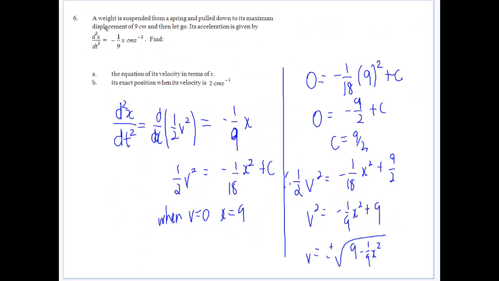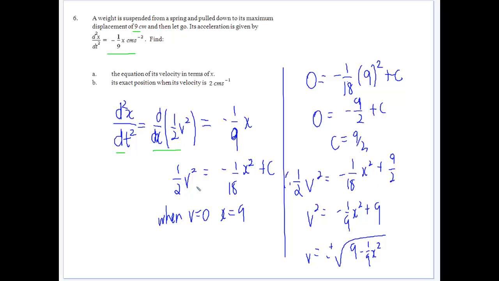And question 6, a weight is suspended from a spring. It's pulled down to its maximum displacement of 9 centimeters and let go. Acceleration is then given by that expression there. Find the equation for the velocity in terms of x. Again, instead of taking acceleration in this form, we'll take it as d dx of a half v squared, which equals minus 1 on 9 x.